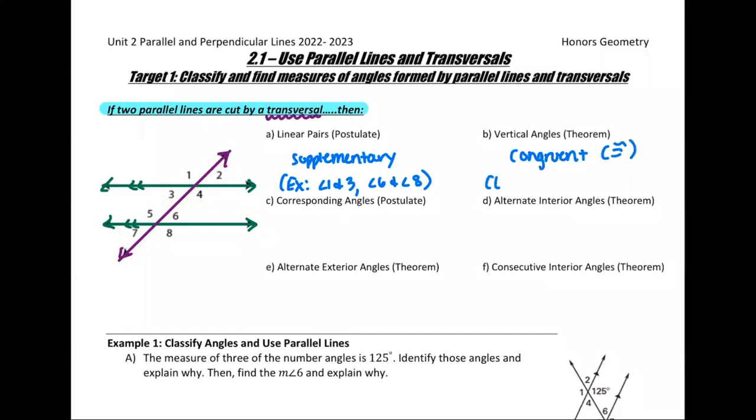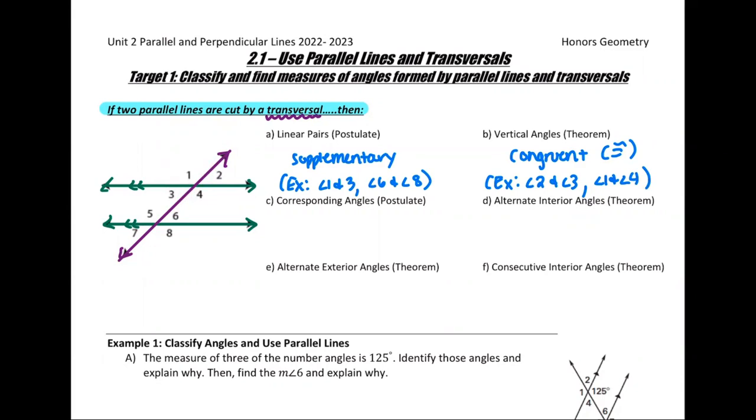Now, if we're looking at a couple different vertical angles in this diagram, we could say that angle 2 and angle 3 are an example of angles that are vertical because they are part of the same intersection and they're across the intersection from each other. We could also say angles 1 and 4 also are. Same thing with angles 6 and 7 and angles 5 and 8.